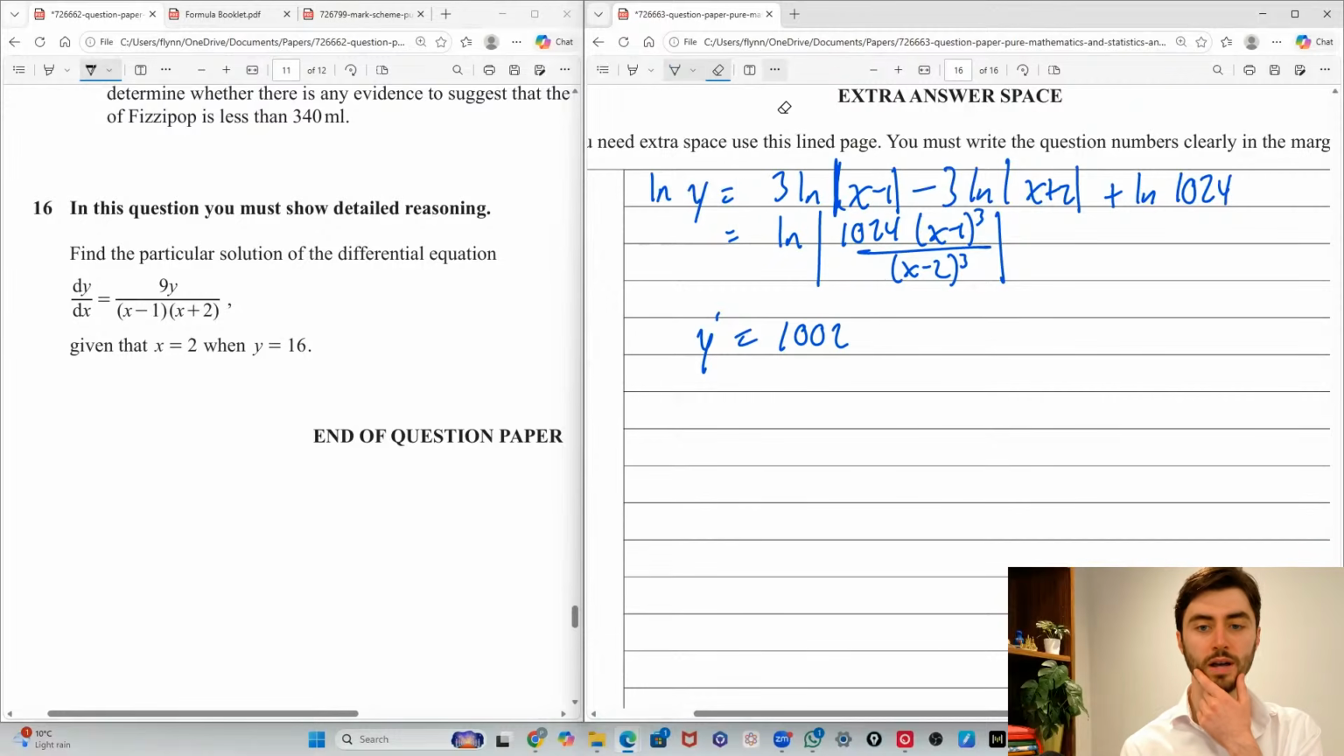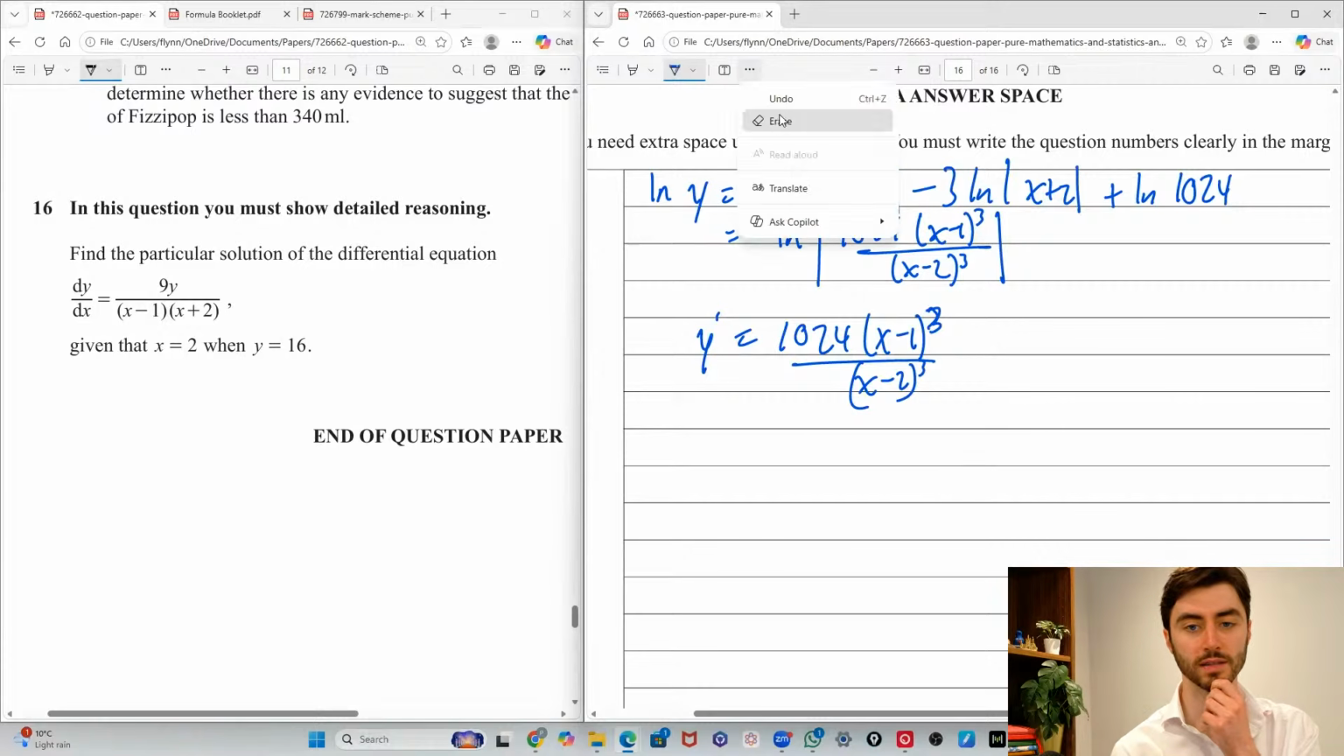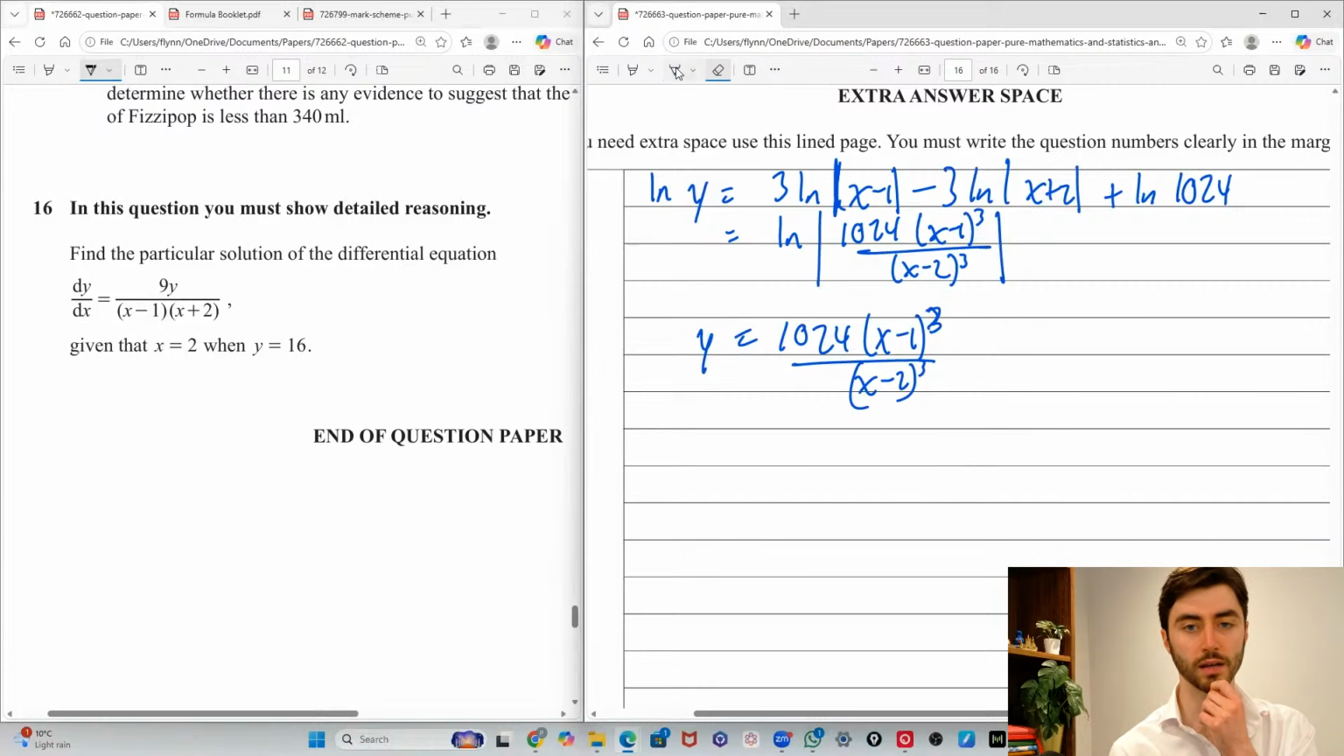Let me write that properly. So 1024 x minus 1 cubed all over x minus 2 cubed. Now, I'm going to leave it like that. So that is what y is. Okay, so it looks like I'm done with the paper. Now it's time to start checking.